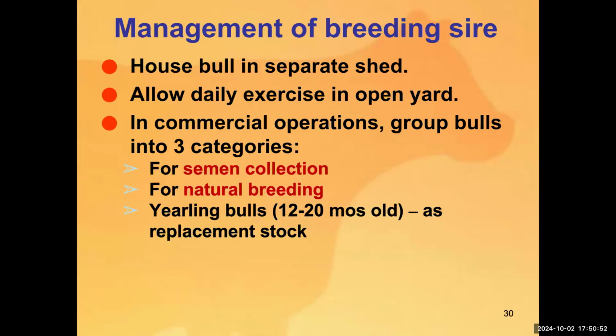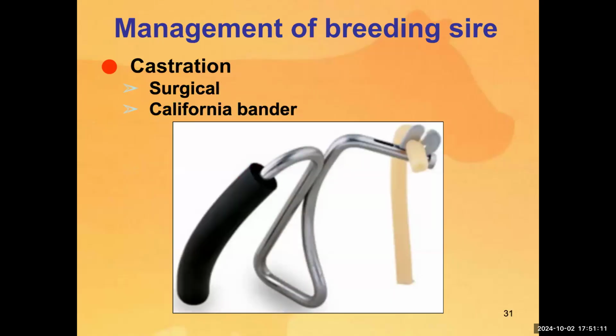And yeah, if not for semen collection, we may use them for natural breeding, and after they retire from semen collection, we sell them as breeding bulls to other farms. Okay, if in case we selected a bull and then suddenly we won't be needing him anymore, we may castrate him with the use of a band or surgically.